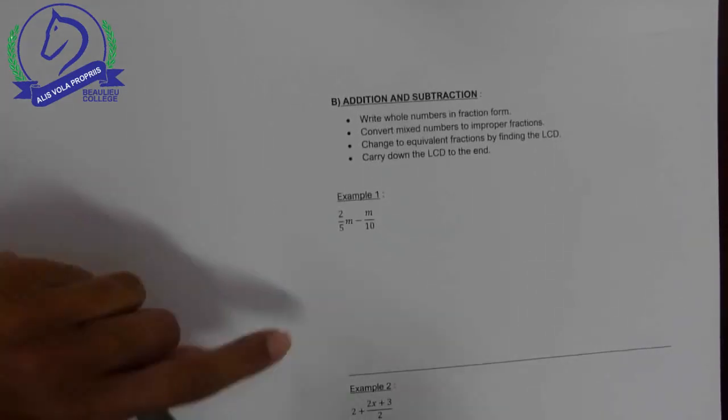Third step, you find your LCD, and by finding the LCD, technically you are converting the fractions, you are making them equivalent fractions. And always remember, the thing that learners forget is to carry the LCD down to the end. In a simplification of an expression question, you have to carry your denominator to the end. Okay, so let's look at example 1.